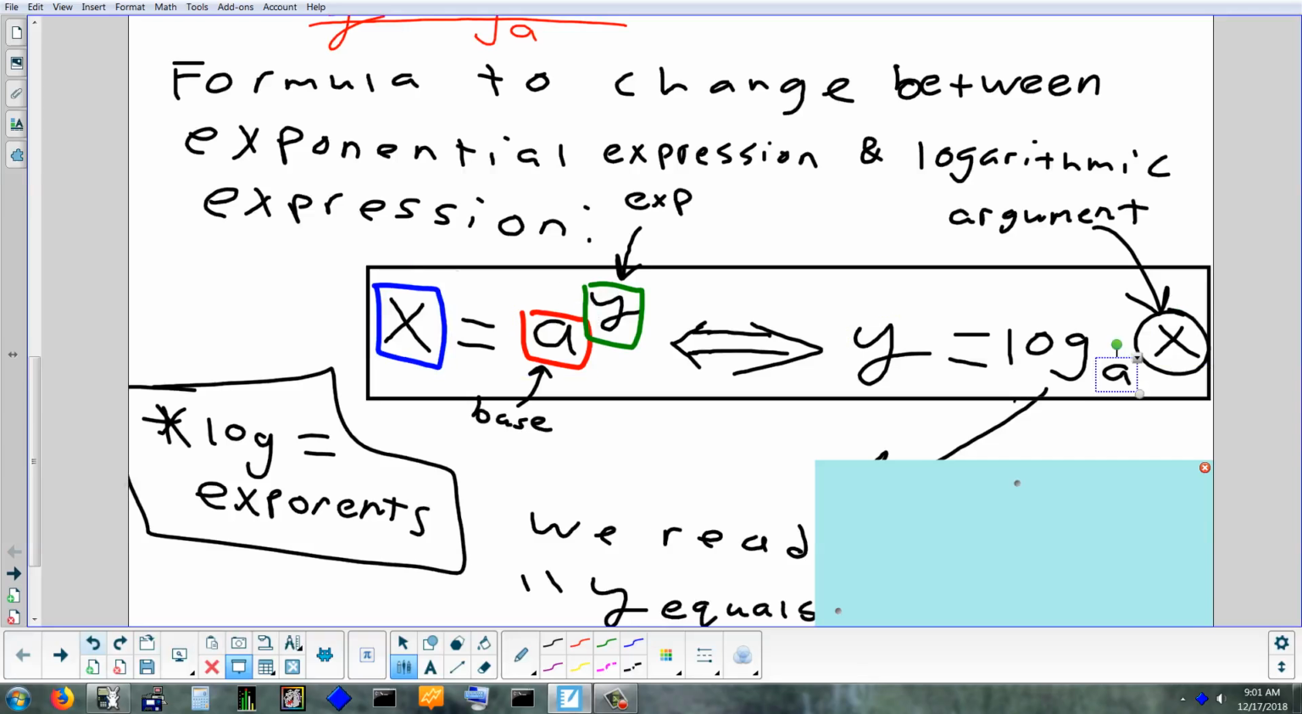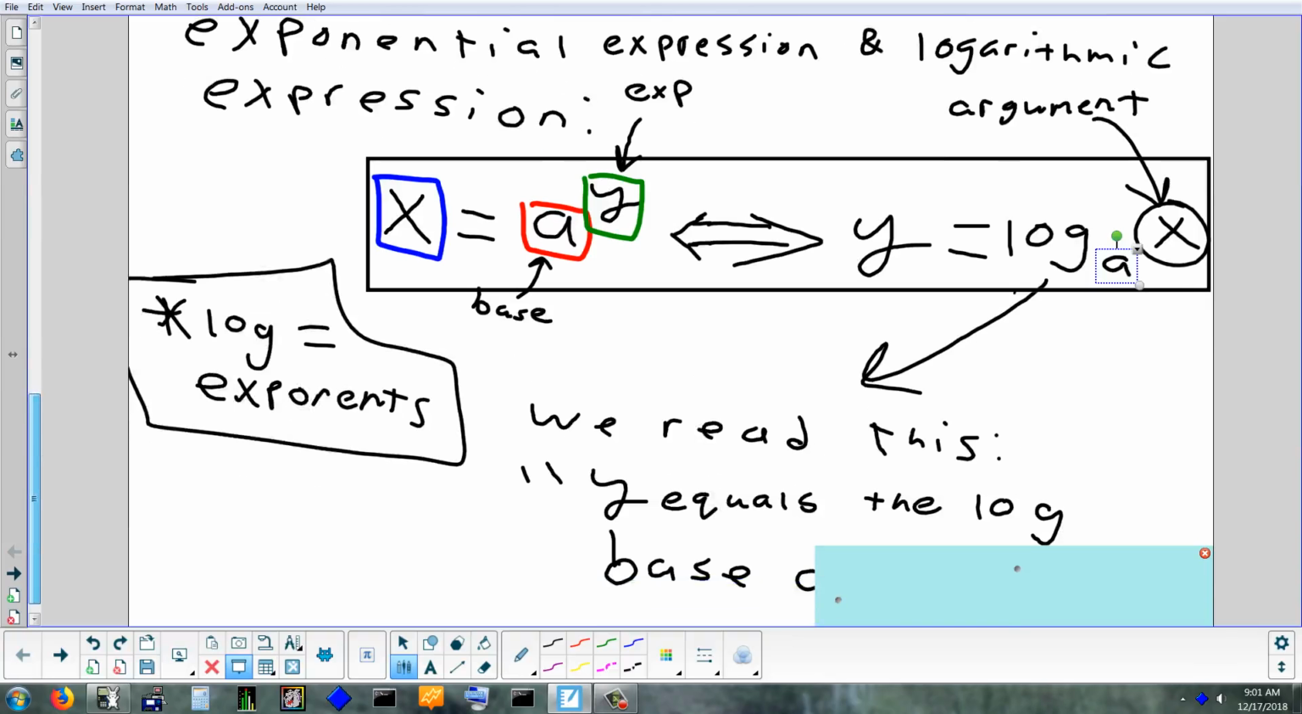How do you pronounce that thing that's on the left-hand side, right-hand side? You would pronounce it y equals log base a of x. When you pronounce a log to somebody, you have to pronounce 2 things. You have to tell them what the base is, and then what the argument is.